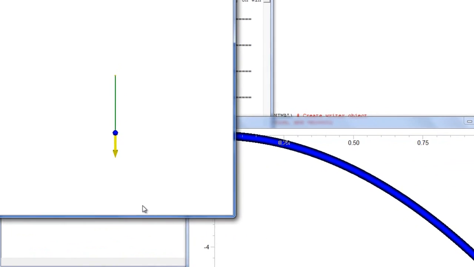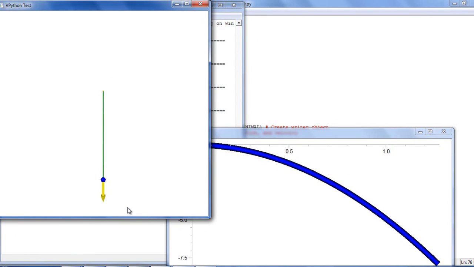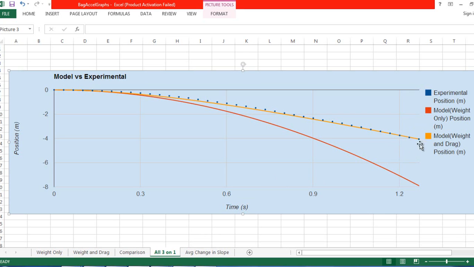The model's predictions were very different from what happened in the experiment. The bag, in the experiment, moved a lot less than what was predicted. The model overpredicted what happened. The discrepancy that can be seen here can be accounted for by the fact that the weight force was not the only force acting on the object. There's also the drag force.